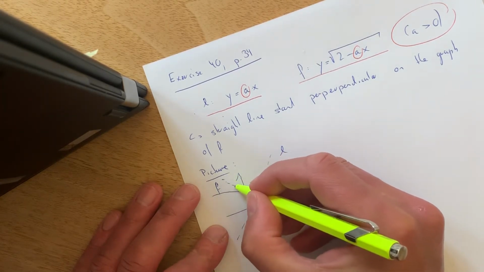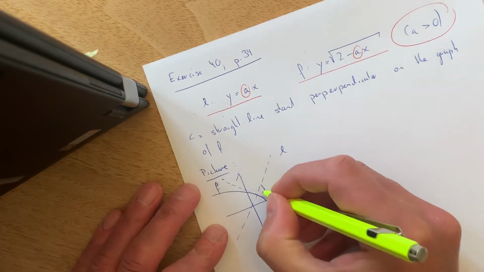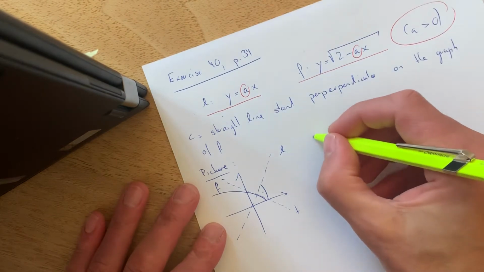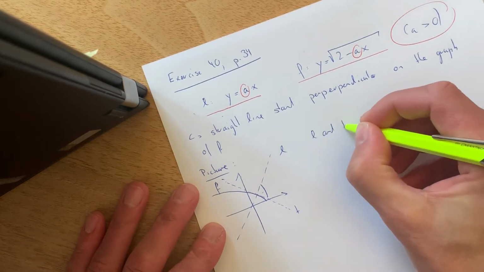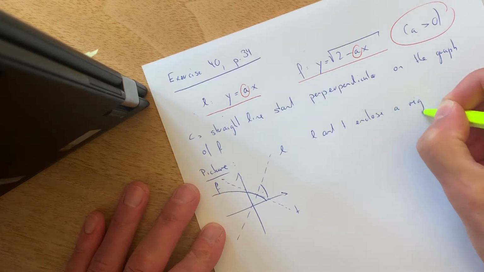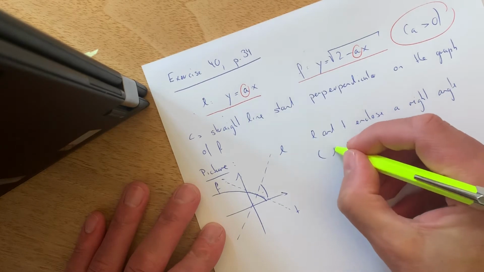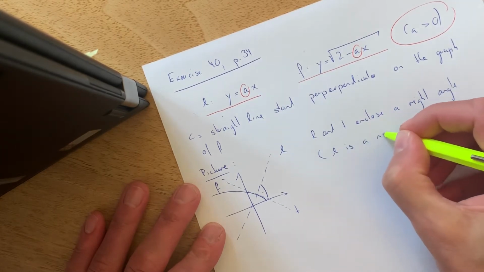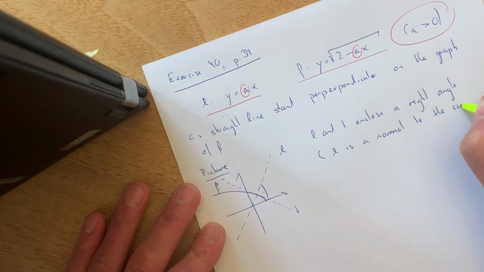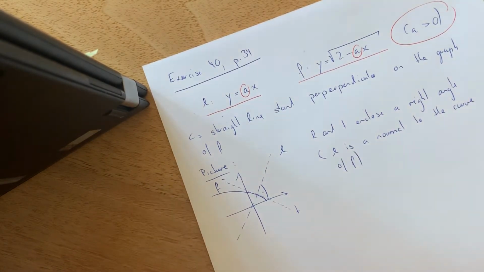And now this line intersects the graph of f under a right angle. Well, what does this mean? This means if we add the tangent here, then the tangent and L enclose a right angle. So L and T enclose a right angle, or what is precisely the same thing, L is a normal to the curve of f. That's precisely the same thing.